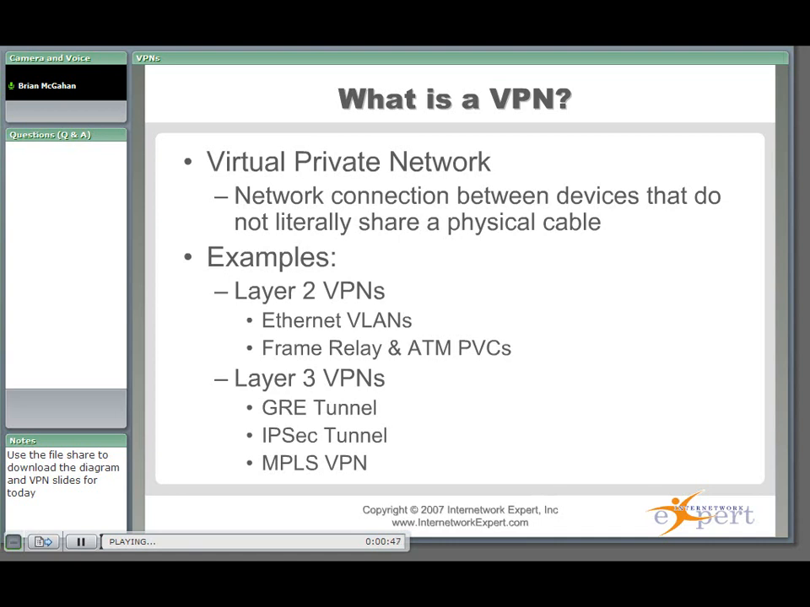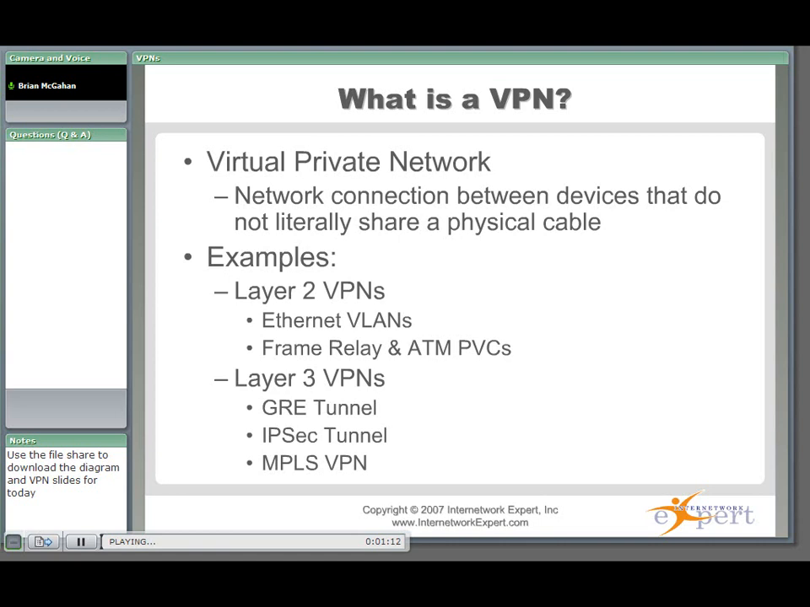Okay, now a virtual private network simply means a private connection between different endpoints of the network. It doesn't necessarily mean a physical connection. It can be over any type of logical media. So a layer 2 VPN, for example, could be an Ethernet VLAN or a frame relay network, ATM PVCs. So any type of network where it's not publicly accessible to everyone in the rest of the network.